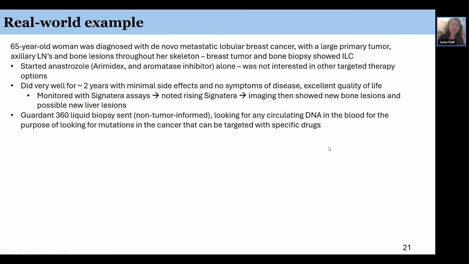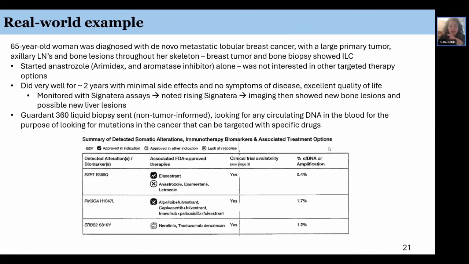So here's another quick example of how we might use this. I was seeing a 65-year-old woman who had de novo metastatic lobular breast cancer with a large primary tumor, axillary lymph nodes, and bone disease. She was on Arimidex, an aromatase inhibitor, because she wasn't really interested in other therapies. She did very well for 2 years with minimal side effects. I was using the Signatera assay to monitor her. When I noticed that her Signatera was rising, her imaging showed new bone lesions and a possible new liver lesion. Because the Signatera assay doesn't give me information about mutations, I also sent a Guardant 360 liquid biopsy test. And this is what it came back.